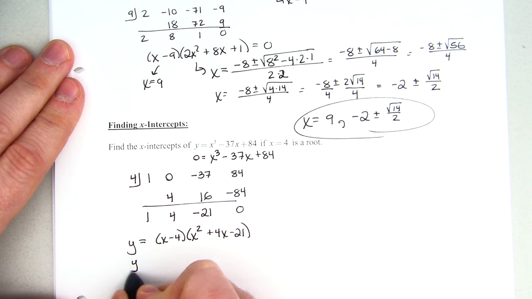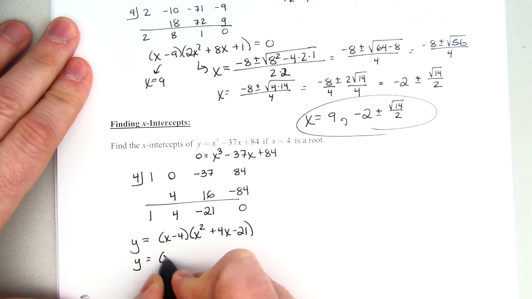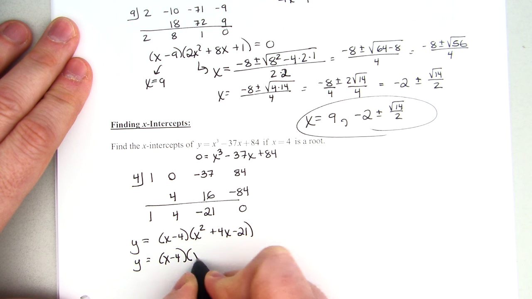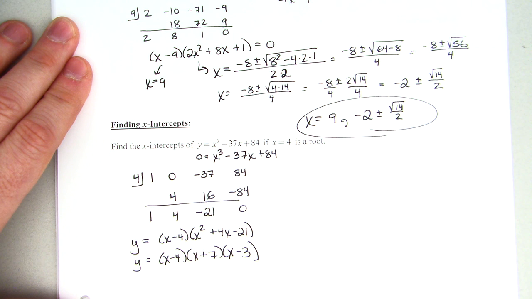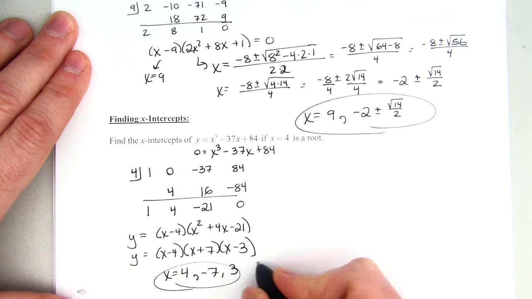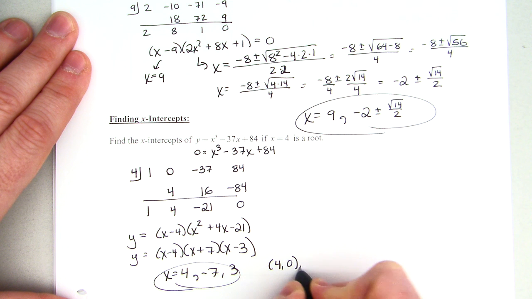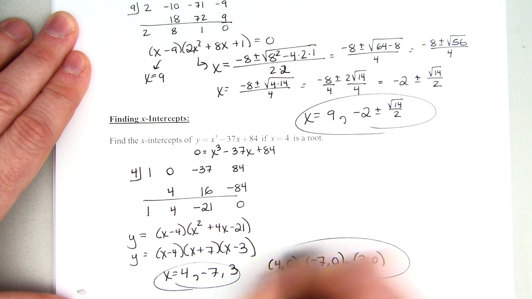I think you can probably finish this. Keep factoring, and then give me the roots, give me the zeros, give me the x-intercepts. That should be your factoring. It's now a factored form polynomial function, so x equals 4, negative 7, or 3. I guess I wasn't clear if I wanted coordinates or not, so otherwise, give me (4, 0), (negative 7, 0), and (3, 0).